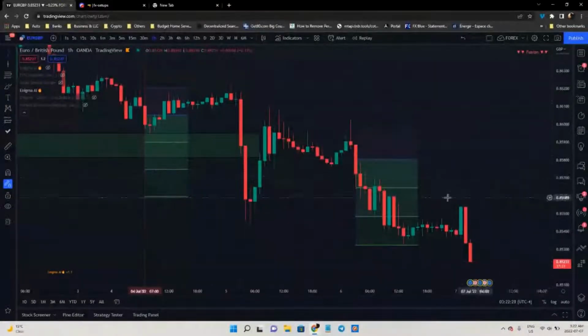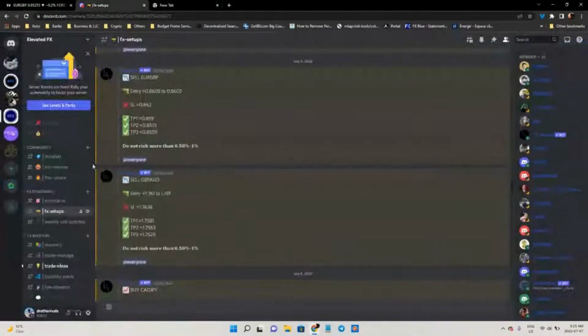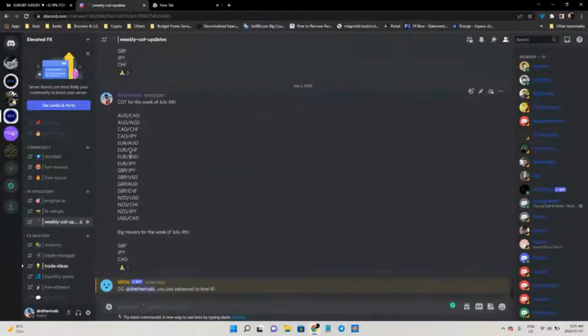So the Euro GBP trade from the 6th, that was yesterday, Wednesday, was the optimal entry signal for this week for Euro GBP. That's exactly why I wait for the week to start before trading, to give me an actual bias of where it wants to go. So if we go back to the COT, was Euro GBP on the list?